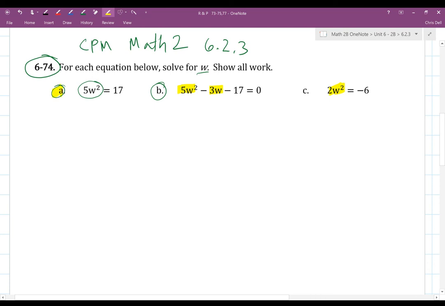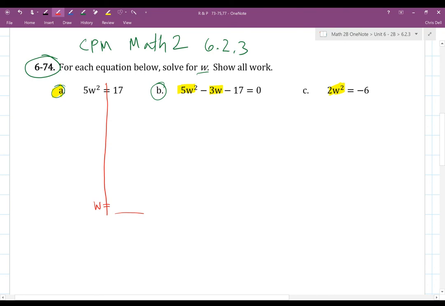What we're looking at on A is just like we would solve a linear equation, a single degree. Our goal is to get our W alone. We want to know what W is, what number makes this equation true? 5 times something squared is equal to 17. That's what we want to figure out.